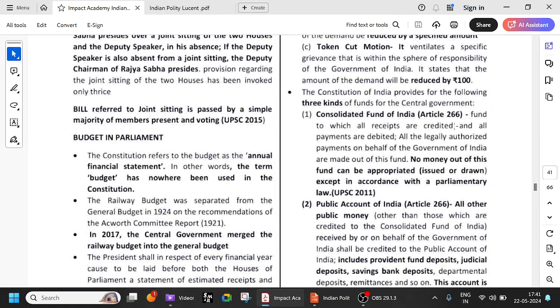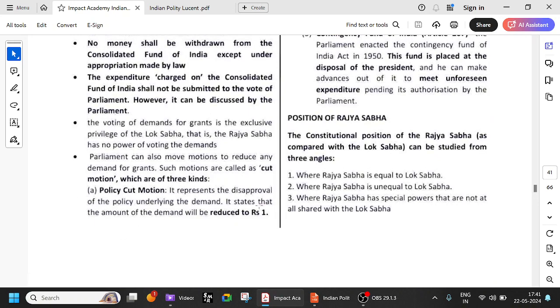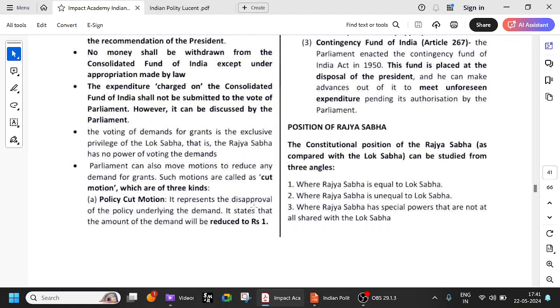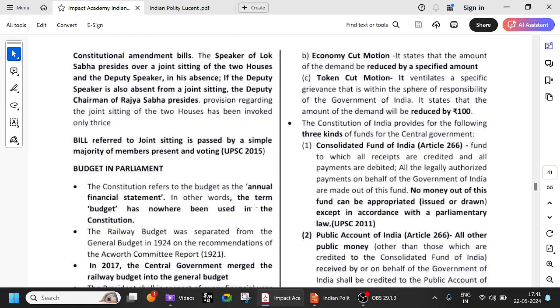If they want to completely reduce it, then they go for a policy cut motion. Policy cut means completely reduced to rupee 1. That means literally making it non-existent. So that is how, within the parliament, the members show whether they are with the policy or not.